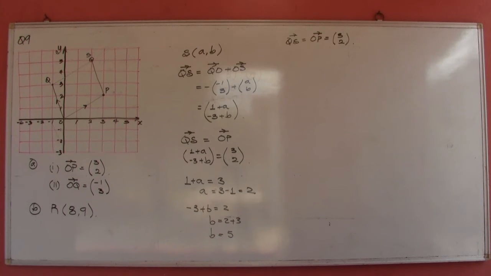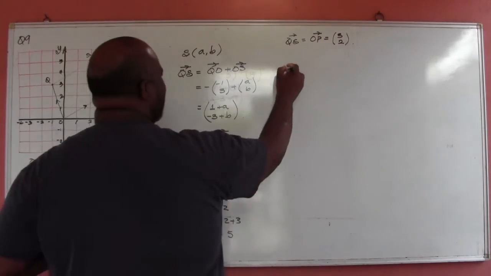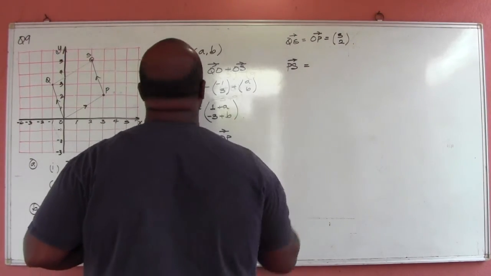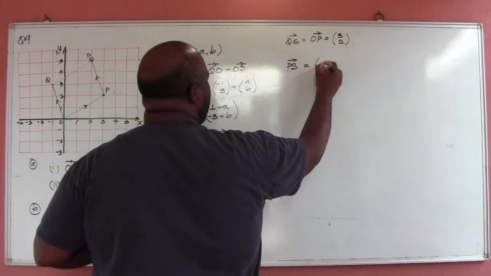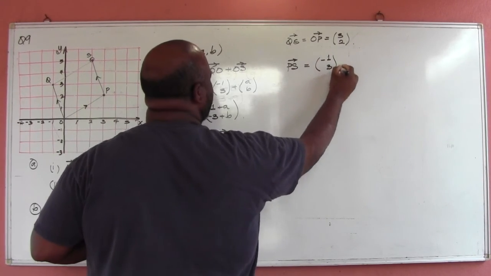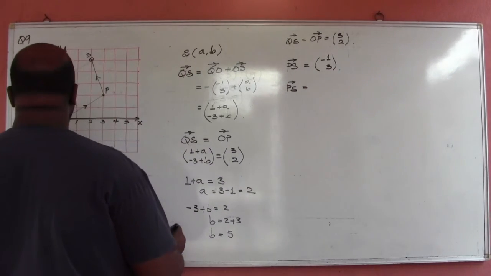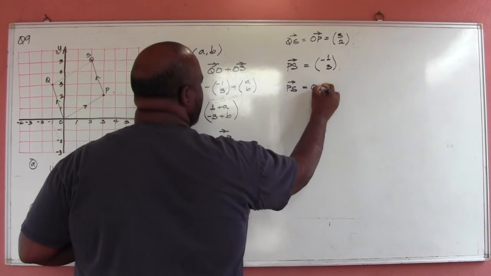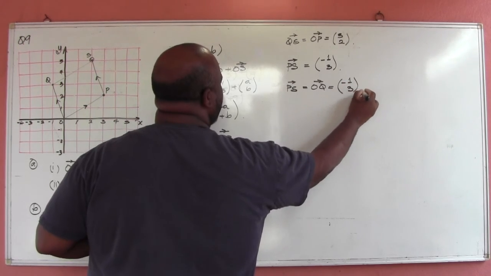Alright, but we're given that QS is equal to OP. But let us just find out what would be the vector PS. Well, it's easy. We could get it by inspection. PS by inspection. PS would be the vector what? I'd have to go 1 left and 3 up. So it's (-1, 3). Now, PS is equal to what? OQ, which is equal to what? (-1, 3).